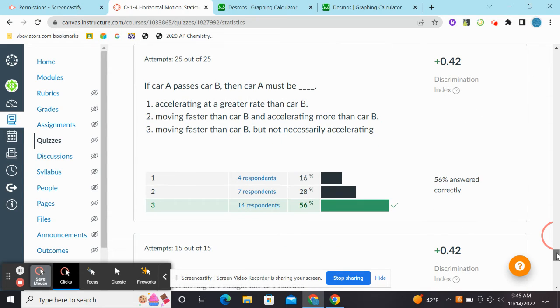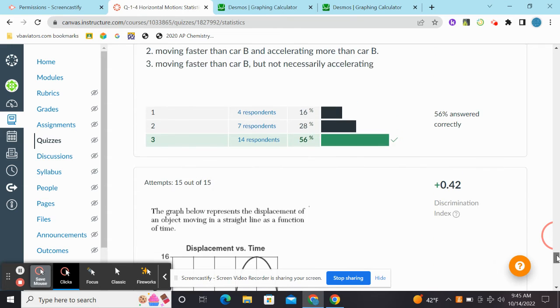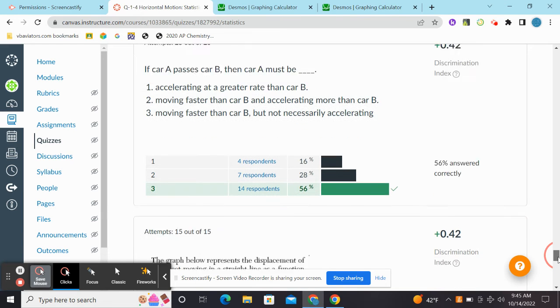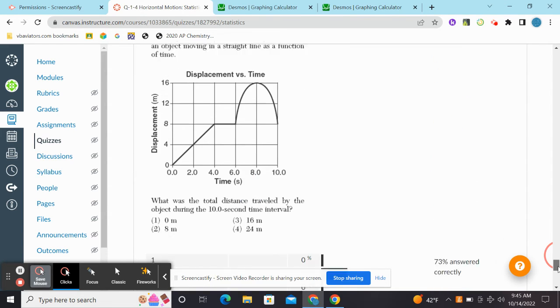Car A passes car B, then car A must be what? The correct answer is moving faster than car B, but you don't necessarily have to accelerate. You don't have to go really fast. I thought that would be a little higher. 56% on a question like that is kind of low. Looks like 7 people answered moving faster than car B and accelerating. Remember, you don't have to accelerate. You can pass someone going faster.